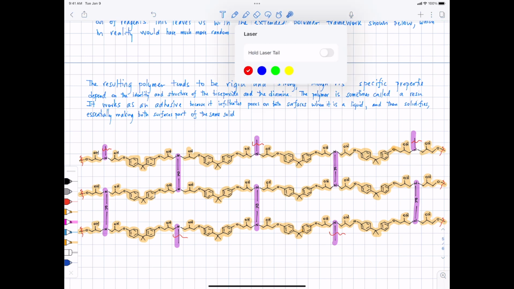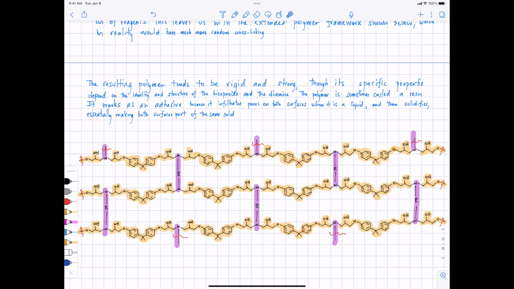There was a lot of copying and pasting involved, so actually not that long. See that you have what used to be bis epoxides connected by diamines. And it can be more, the structure doesn't have to be this regular. I've just made it look that way to show you that there's a huge cross-linked network.